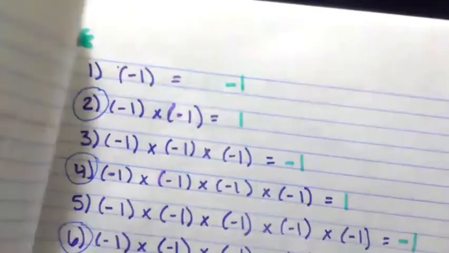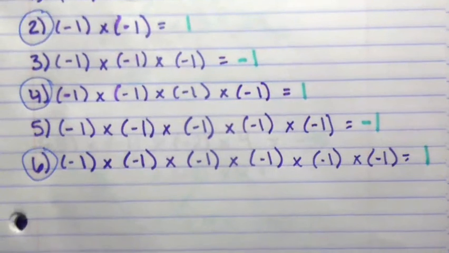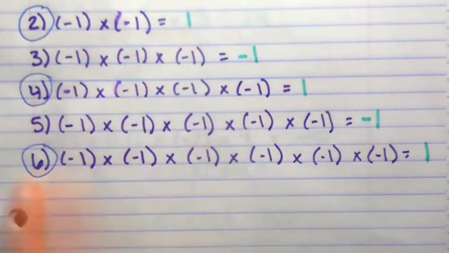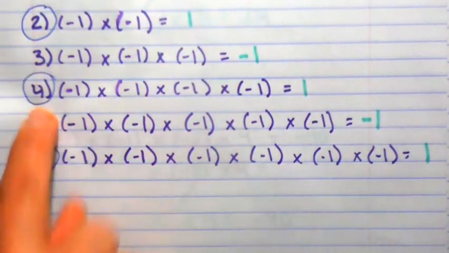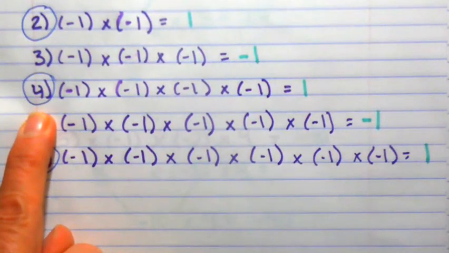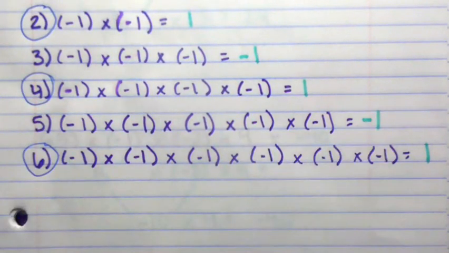So if you want to just look at a problem and see really quickly if your answer is reasonable, a good thing to do is check how many negatives you have being multiplied. An even number of negatives gives a positive answer, and an odd number of negatives gives a negative answer.